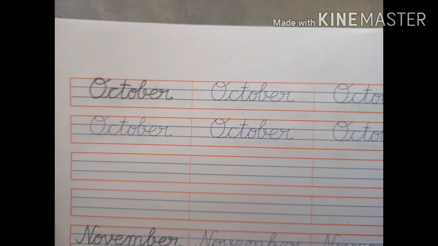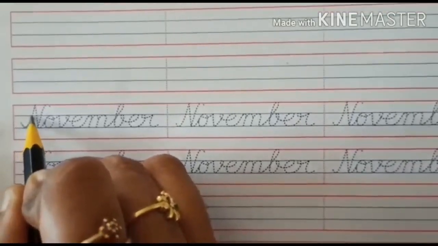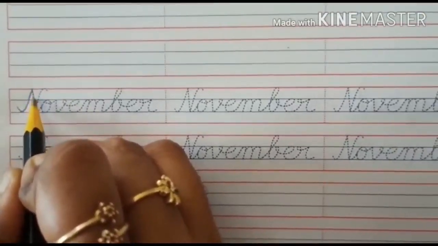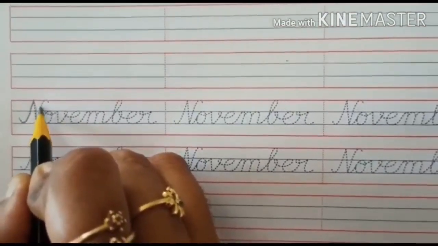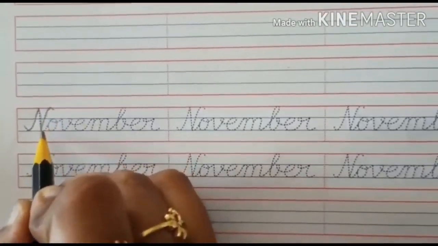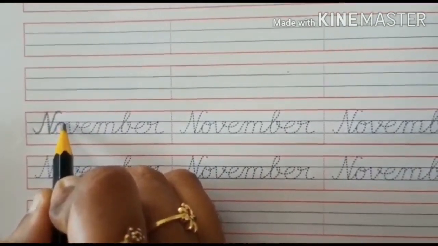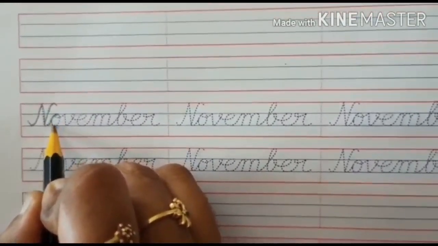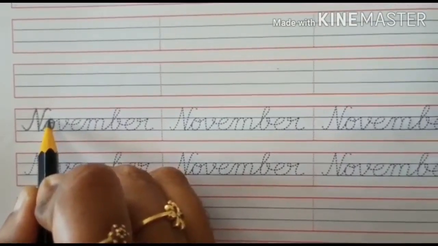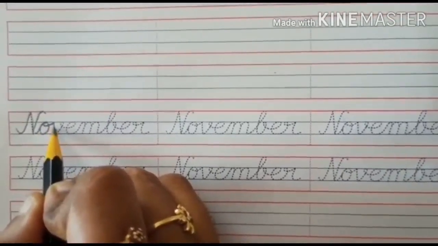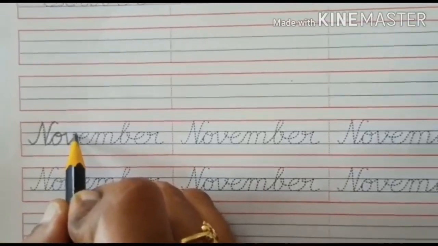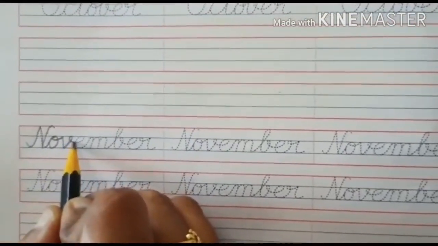October. O, C, T, O, B, E, R. October. November. Start curve from baseline, touch top line, again you come down to baseline and touch top line. O, touch midline and baseline. V, touch midline and baseline, put one small knot.